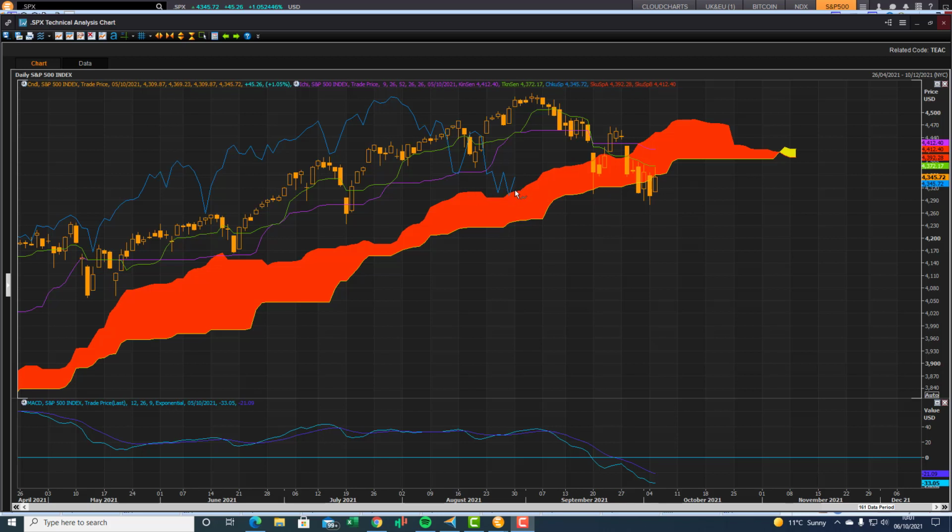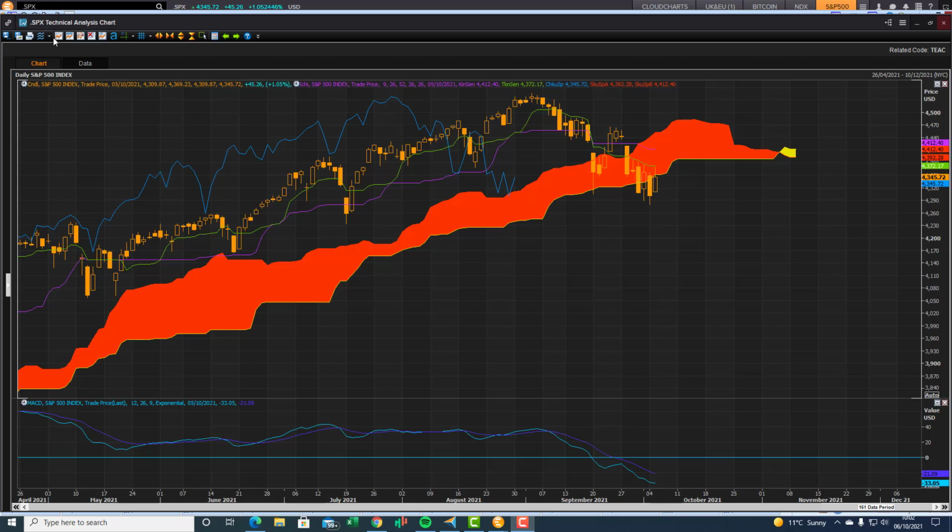So there is still some hope there as long as the lagging line doesn't slice into the cloud or cross below. But price action needs to be back above the bottom end of the cloud, yeah? So the S&P actually needs to really get back above this cloud chart level there.